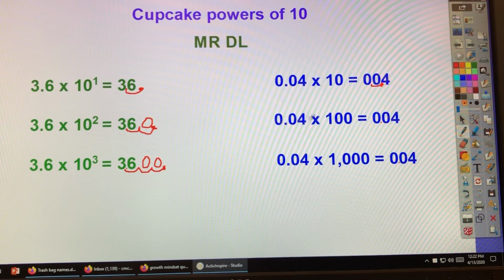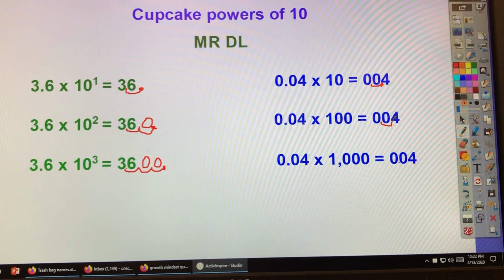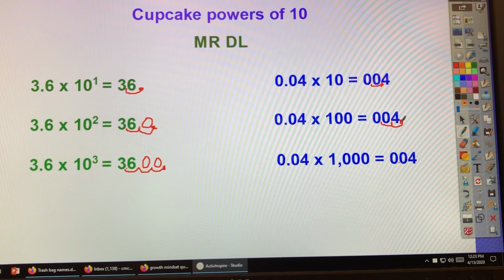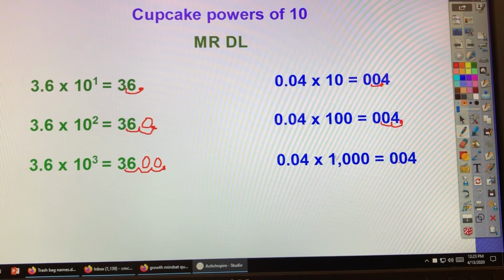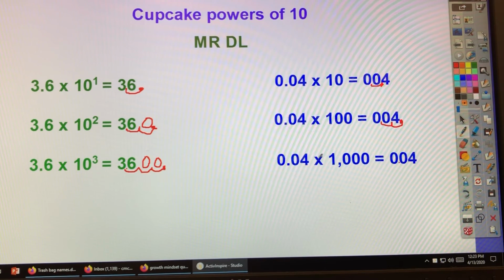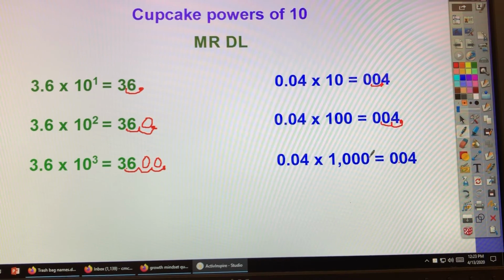Let's go to the second problem. We have 4 hundredths again. This time we're multiplying it by 100. In the number 100, we have 2 zeros. Let's bump it 2 places to the right. 1 and 2. Our answer is simply 4 because the decimal point is now sitting here to the right of the 4.